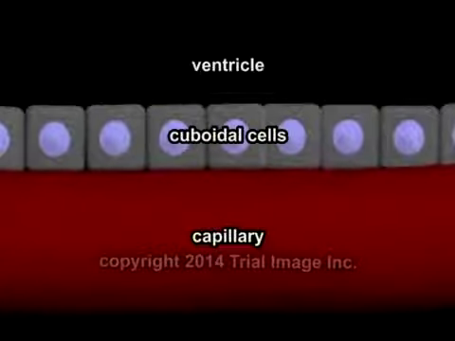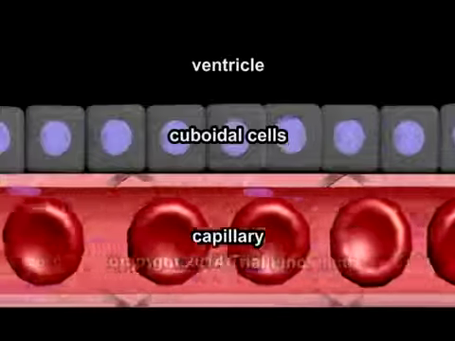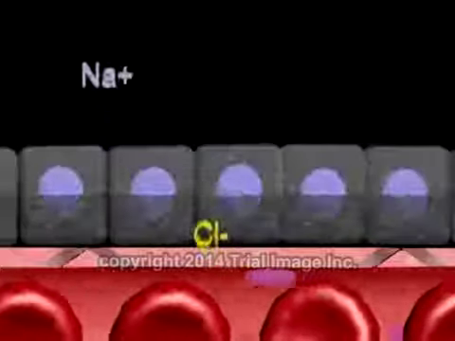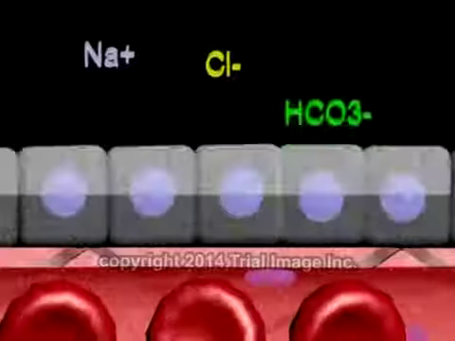Here in a close-up view we see the layer of cuboidal epithelial cells interposed between the capillary and the ventricle. Like all capillaries, those of the choroid plexus have a wall which is a single cell thick. This allows for ready transport of ions and molecules to and from the capillary. The cells of the cuboidal epithelium are highly specialized and are capable of generating a polarized electrical charge across their membranes. This charge causes sodium, chloride, and bicarbonate ions to migrate from the capillary plasma into the ventricle.